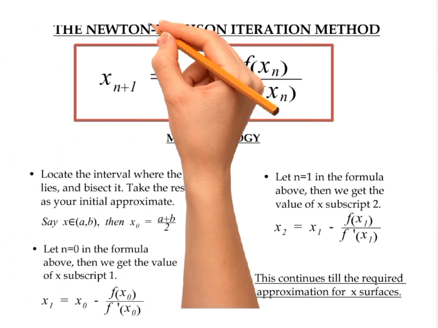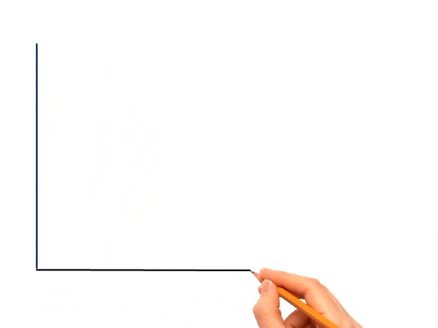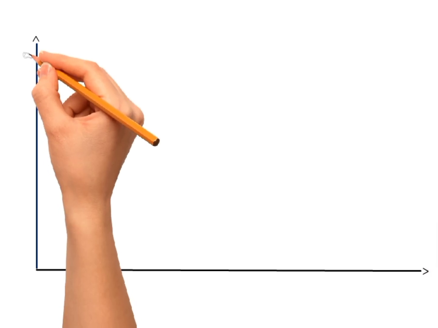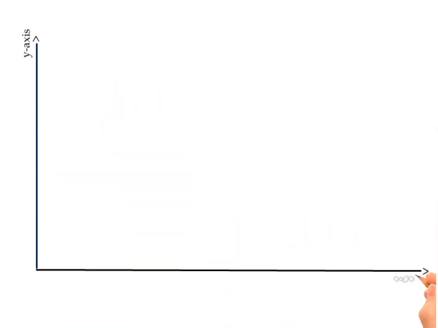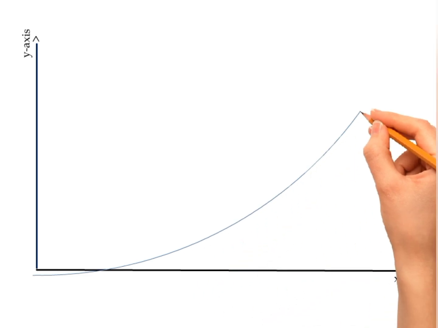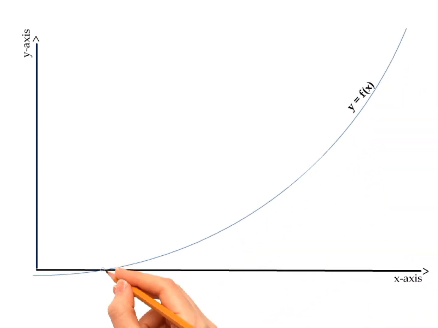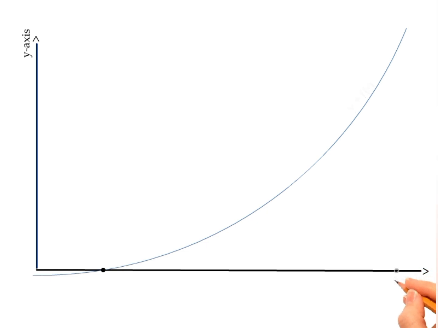Let's look at the proof behind all these. Firstly, consider an arbitrary curve on the xy axis, and name it f of x. Our aim is the point of intersection of this function with the x-axis. Following the steps previously highlighted, we assume an initial approximate to the root, which we call x0. Suppose this is where the x0 is.